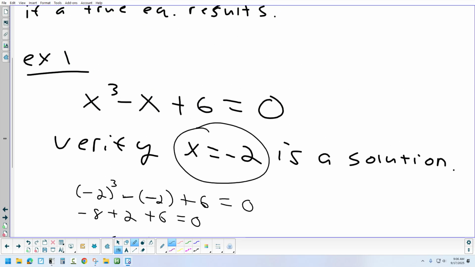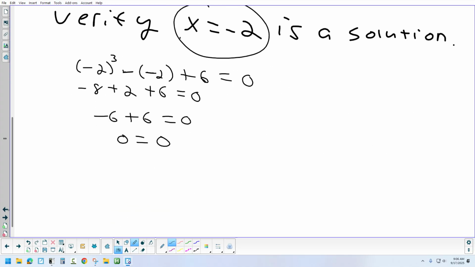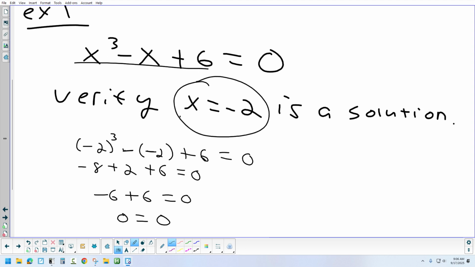Okay. And since it is a solution, I could find the other two solutions very easily. This -2 would allow me to turn this cubic into a quadratic, which I could then solve from there. We're going to learn how to do that later on, not today. Any questions on verifying that that was a solution?